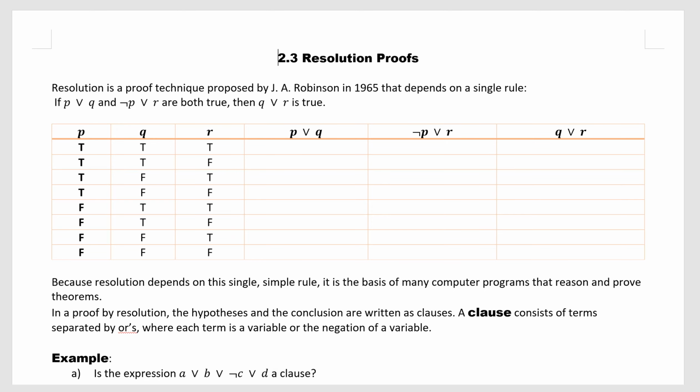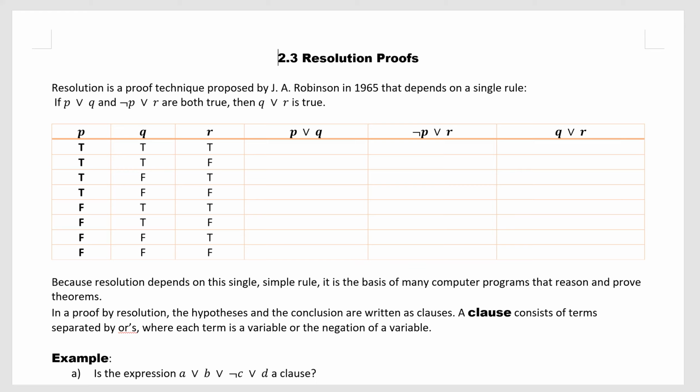Hi everyone. Today let's talk about session 2.3, resolution proofs. Resolution is a proof technique proposed by Robinson in 1965 that depends on a single rule. If P or Q and not P or R are both true, then Q or R is true.